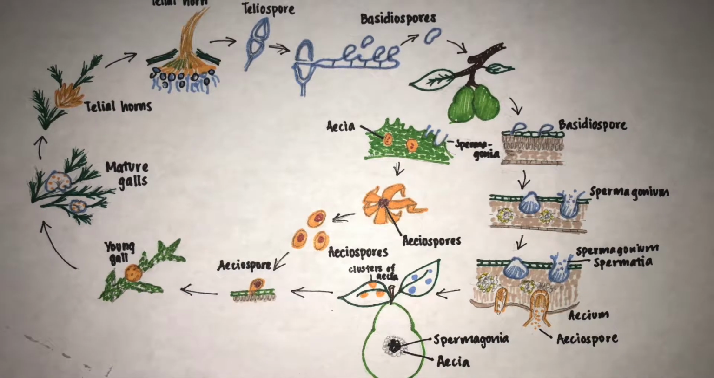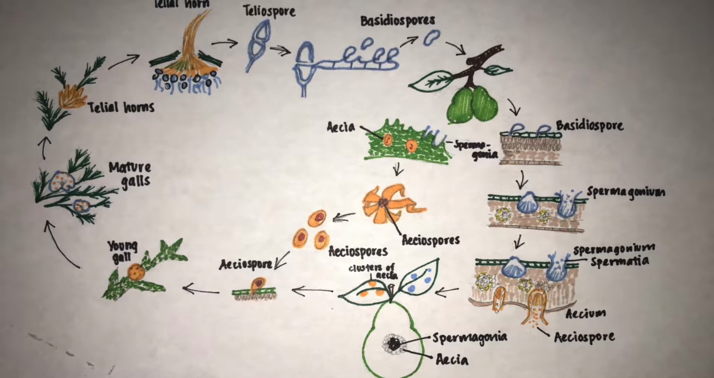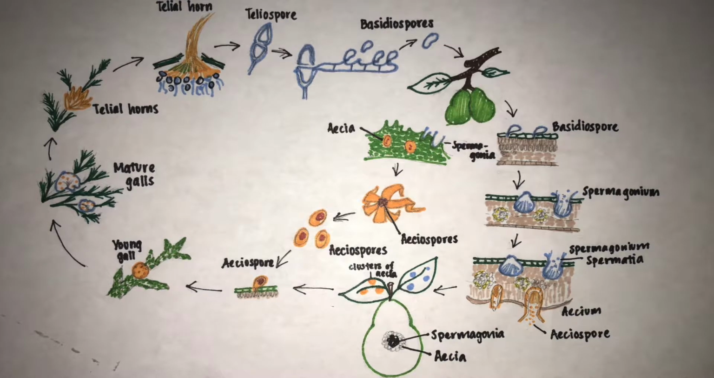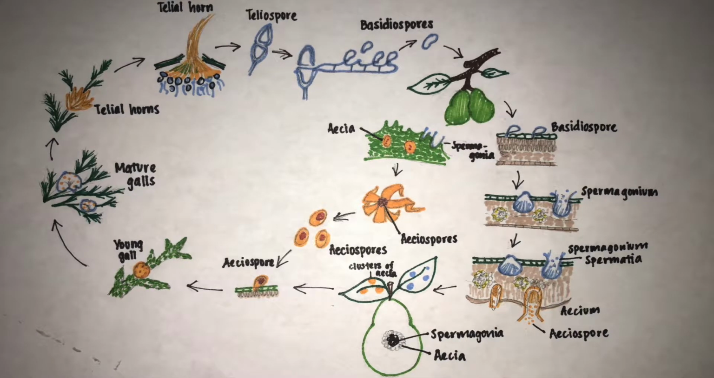Aeciospores, which are released from the aecia during rain or as morning humidity lowers, become airborne and infect the cedar tree, initiating new galls. The galls will then mature and produce teliospores during the spring, completing the life cycle.